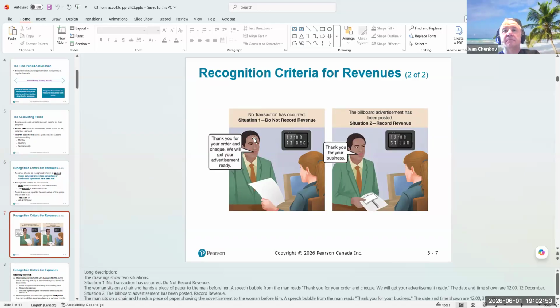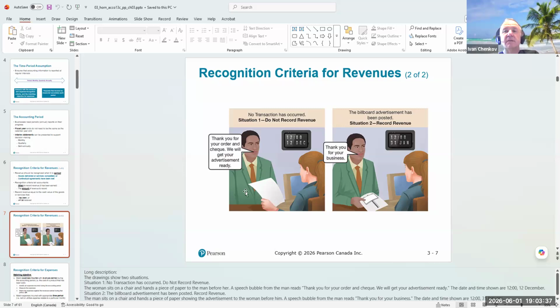So the question is, what's the date? Situation one. "Thank you for your order and check. I will get your advertisement ready." So what happened here? The person received the cash and got the order for the advertisement, but the advertisement hasn't been delivered yet. Can they recognize the revenue? No. Why? Because they haven't delivered anything.